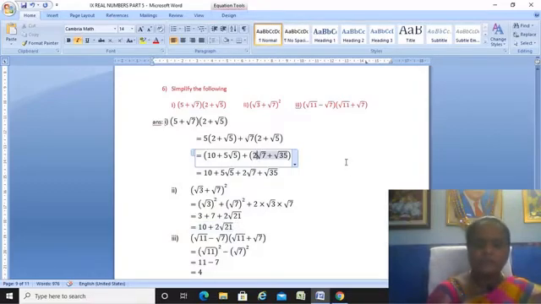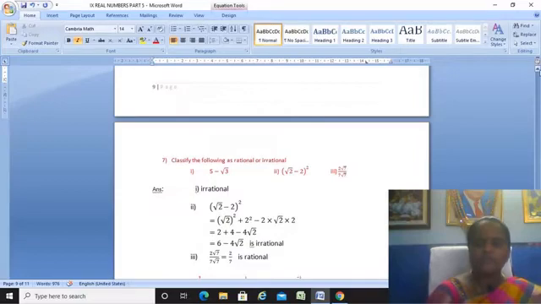Next, third one, here root 11 minus root 7 into root 11 plus root 7. So a minus b into a plus b, that is a square minus b square. So a square minus b square, root 11 whole square minus root 7 whole square. So here square and square root get cancelled, 11. In root 7 whole square, square and square root get cancelled, 7. So 11 minus 7, 4.